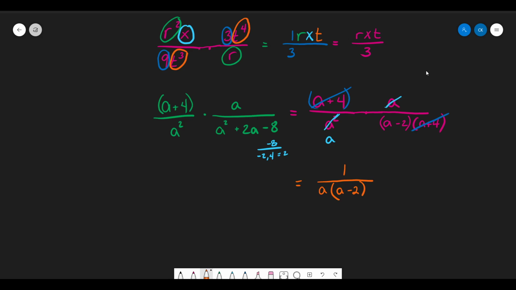So the simplified version of a plus 4 over 2a a squared times a over a squared plus 2a minus 8 would be 1 over a times a minus 2. That would be our final answer.